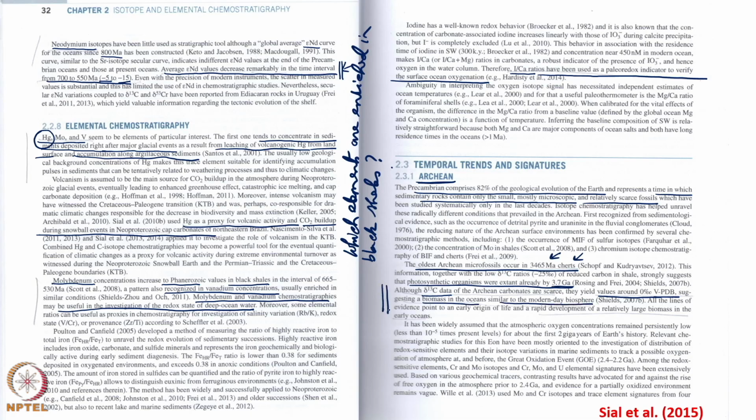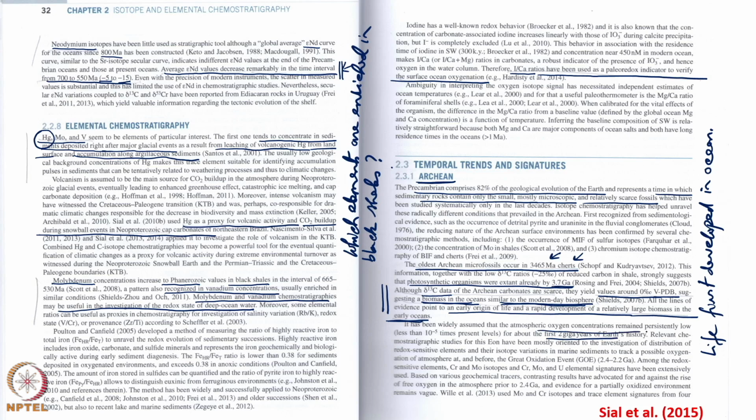This is important. Biomass in the ocean similar to the modern day biosphere was developed, and from this line geoscientists think that the early origin of life and rapid development of a relatively large biomass in the early oceans took place. Life first developed in the ocean, not on the land. For the first 2 billion years, the oxygen concentration in the atmosphere was very little. That was a problem to support life.